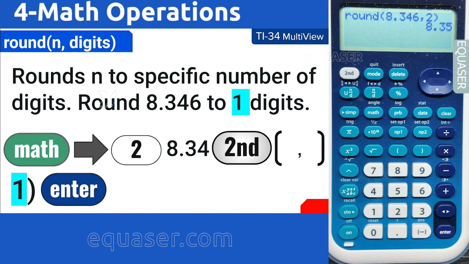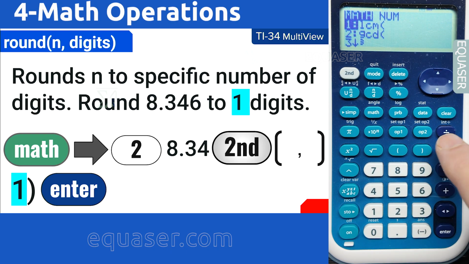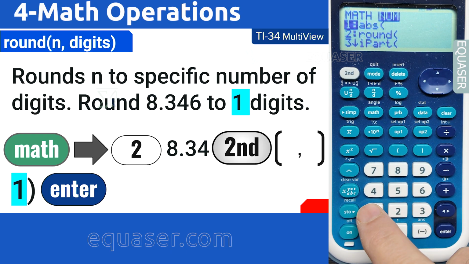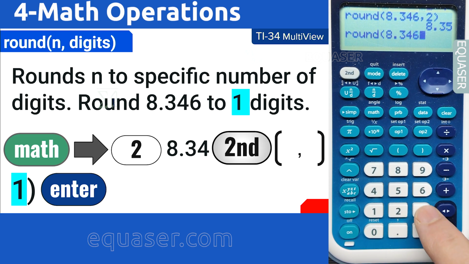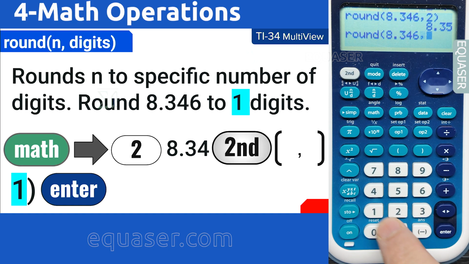And now if you do 1, math, number, and then 2, 8.346, second function, comma, 1.